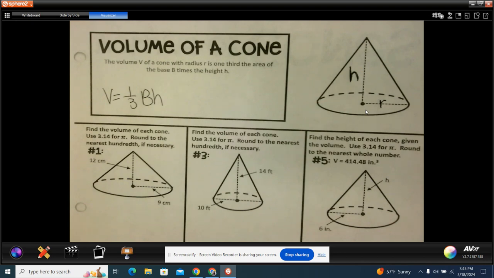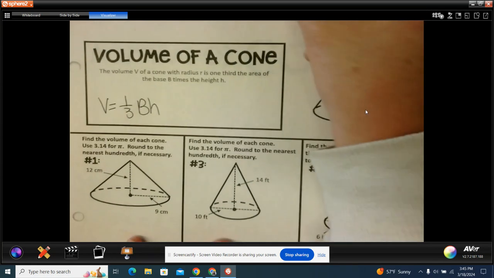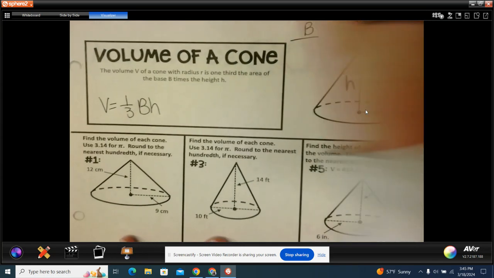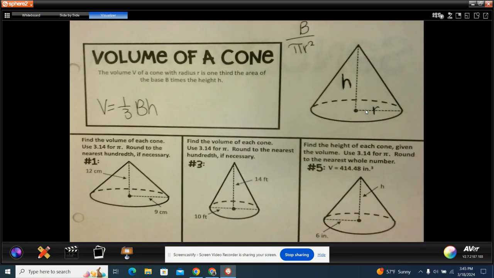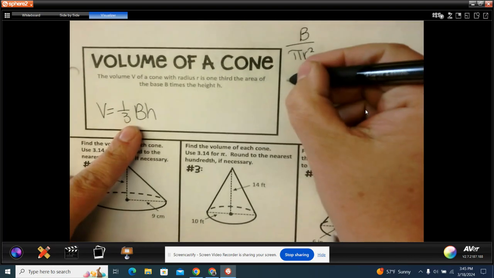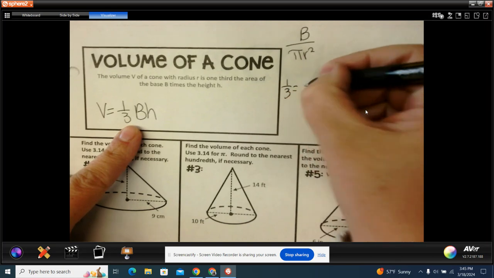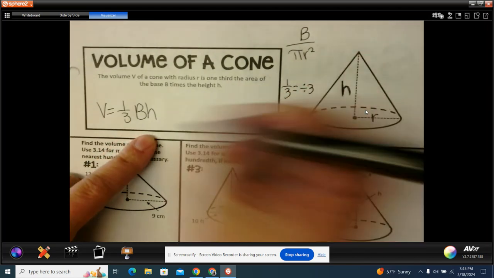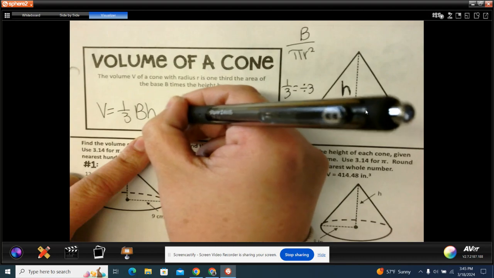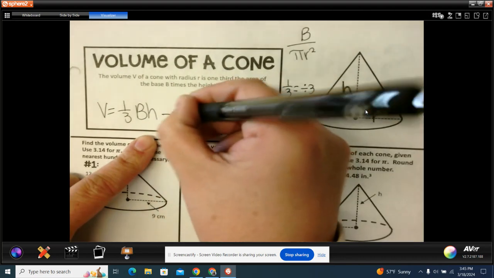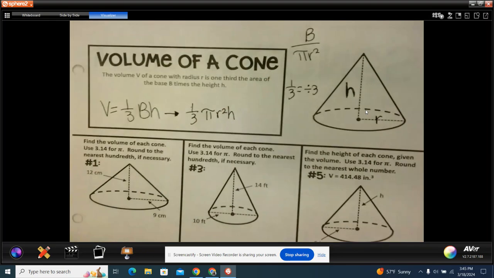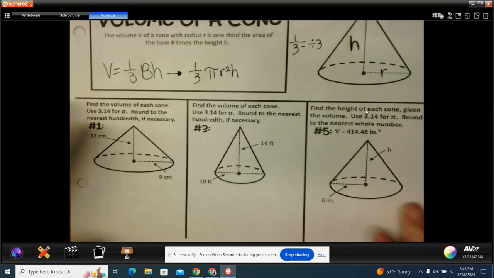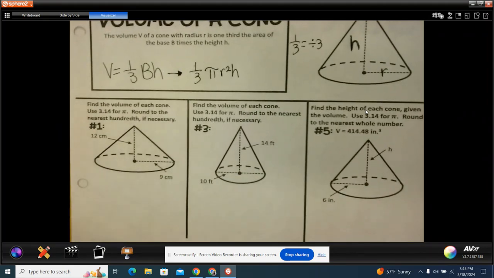So our base for our cone is a circle. So to find the area of a circle for our B, we're going to do pi r squared. And then the 1/3 just represents dividing by 3. So to write down our formula without our B, we have 1/3 pi r squared h. All right, so we will have problems with radius and a diameter.